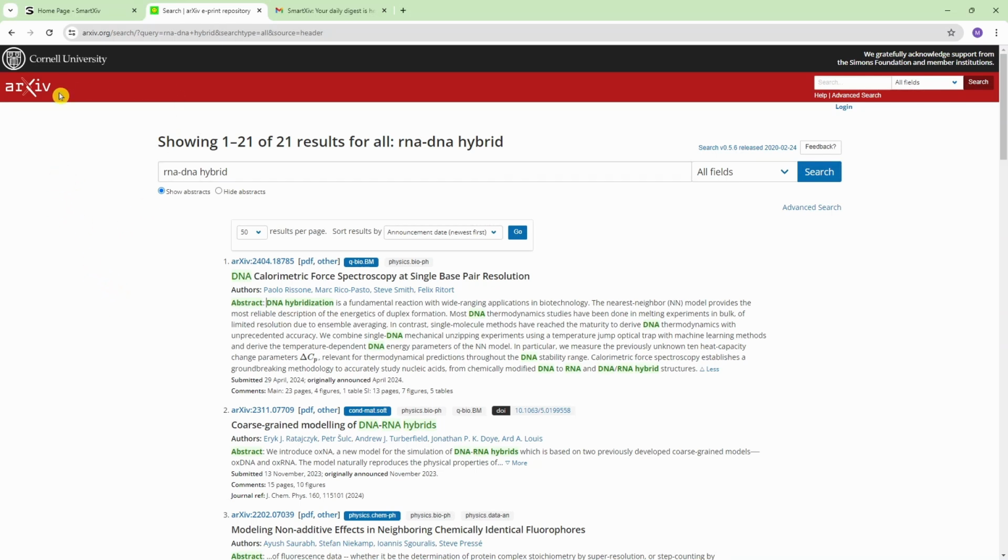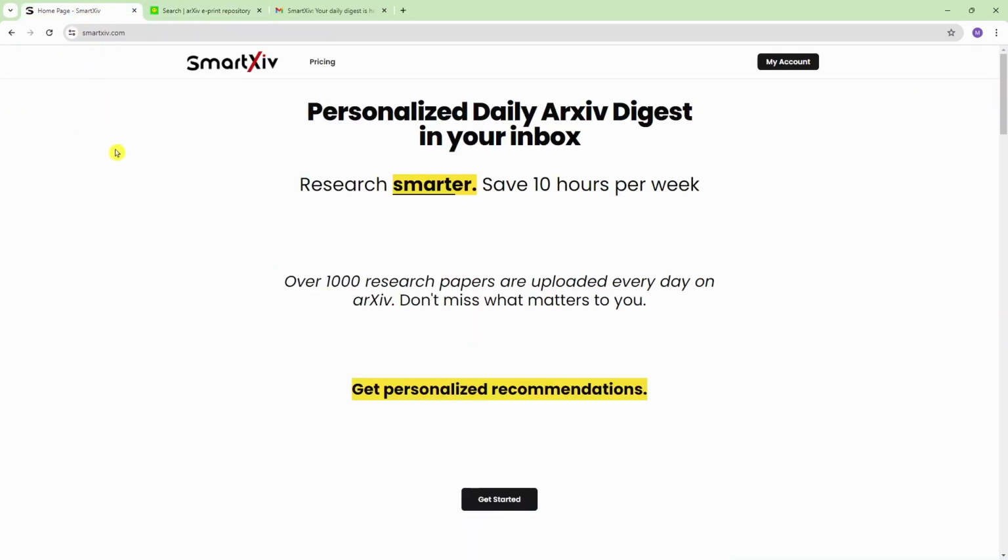And if you do use arXiv, or you consider using arXiv to find research papers that are relevant to you, then SmartXiv might be a very good option for you. So what SmartXiv does is that they will send you daily, weekly, or monthly emails with the papers that are of interest to you. So they will use AI to figure out what it is that you want to read exactly, and they will send you links to these papers, right? So I'll quickly show you how to set it up.